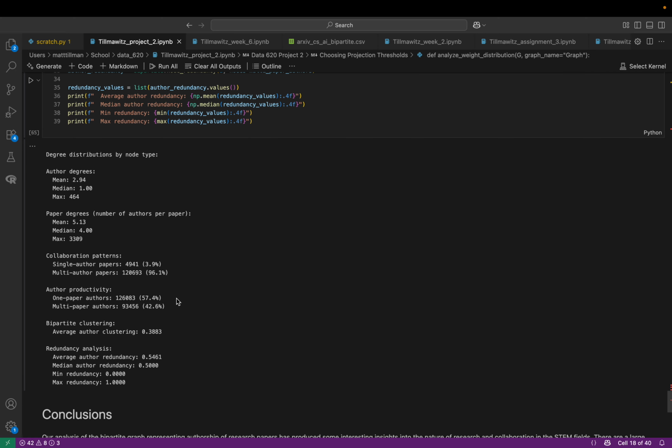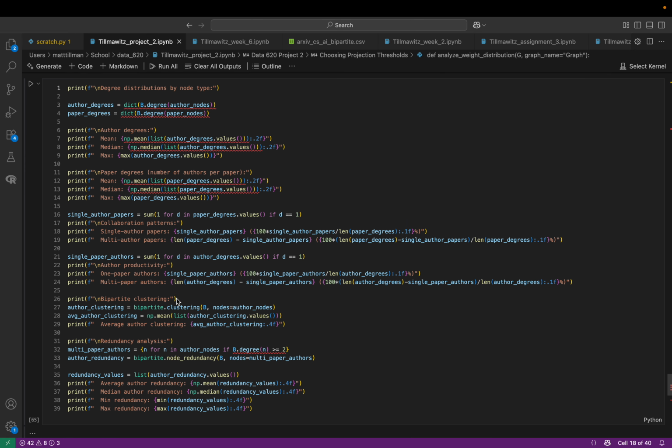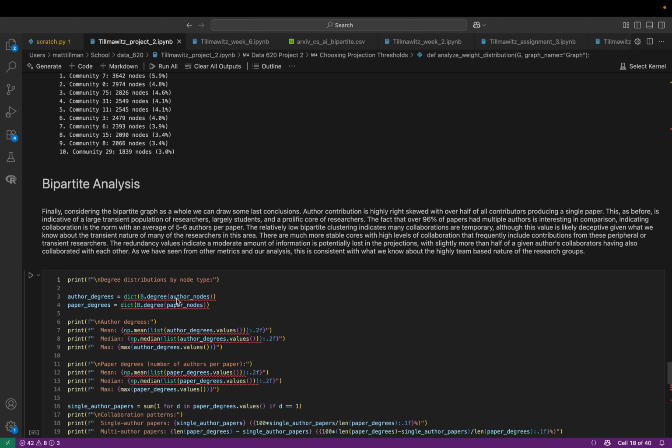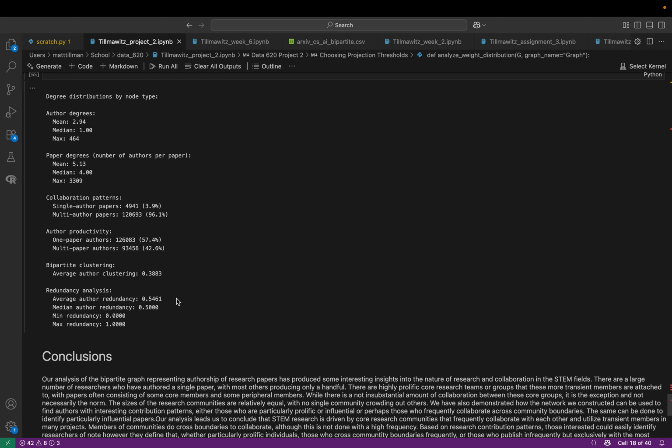The redundancy analysis indicates that there is a relatively moderate amount of information lost due to the relationship between collaborators being lost. Slightly more than half of a given author's collaborators have also collaborated with each other, which is once again very consistent with tightly knit research communities.